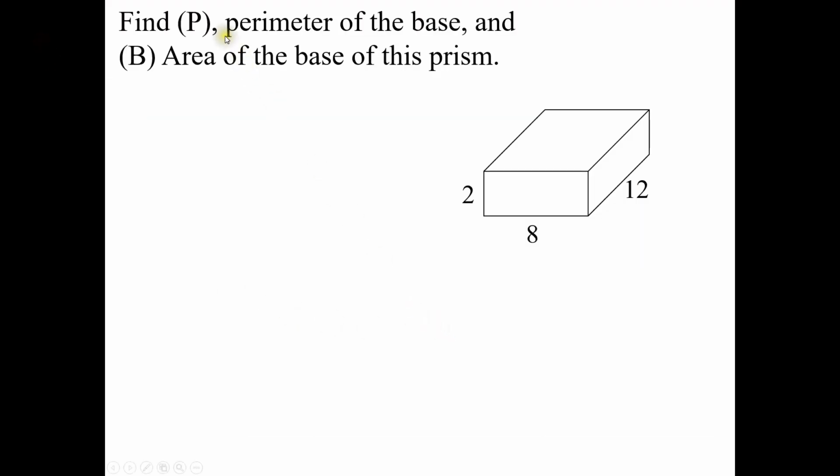All right, so if you want to find P, capital P, which is perimeter of the base, and if you want to find B, area of the base, then let's look at this prism to do so. Okay, so the perimeter is 2, 8, 2, and 8. So you add them all up and you get 20 for the perimeter of the base. This is the base of this prism.